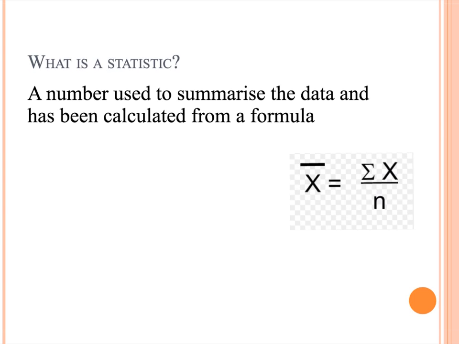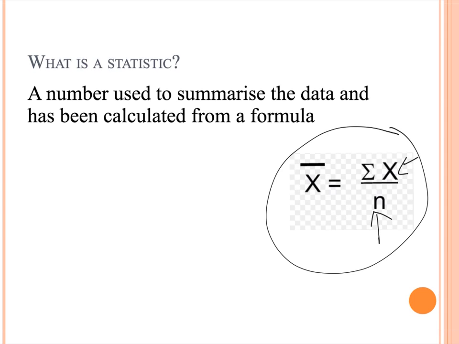Now we have the discipline of statistics, and then we have these numbers called statistics. They're used to help summarise the data and have been calculated from a formula. So we have the visual representation, and now we have the numerical representation. One of the most common statistics which you'll be familiar with is the mean, generally known as the average. The mean is calculated by adding up all the results and then dividing by the number we have.